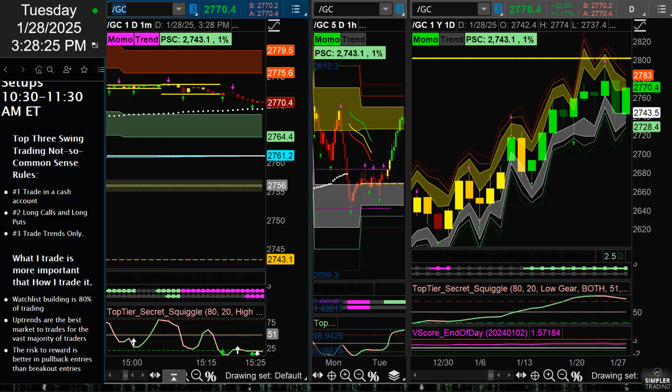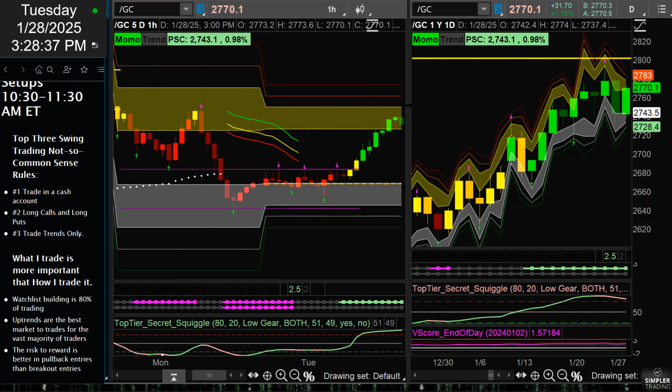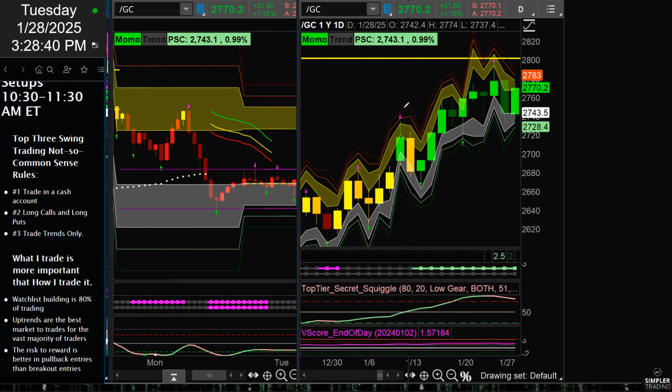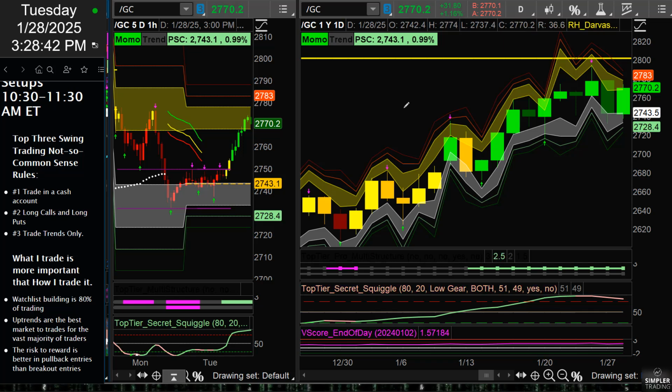Because that then dictates how long to expiration I would want my option to be able to hang in there for the, in this case, strength. So this is a swing trade. So I'm going to move the 5 minute, which is what I use for day trading, out of the way. And then we're going to take a look at the 1 hour on the left and the daily on the right.